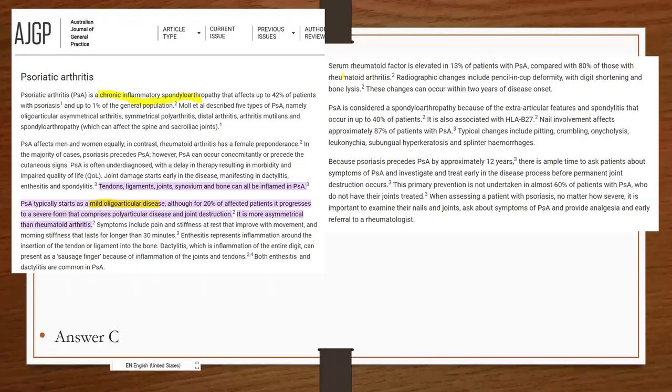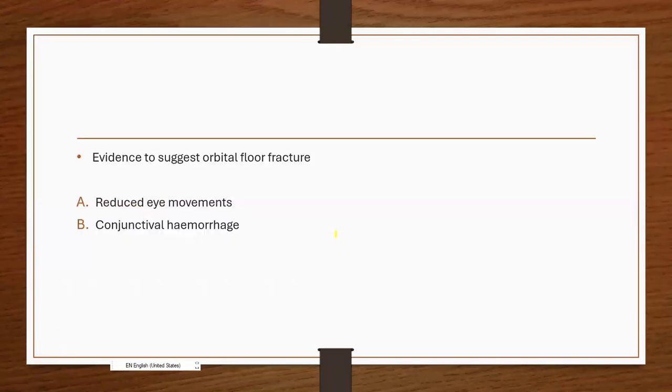Then investigation wise, the rheumatoid factor is again elevated. In radiography, you will get this pencil-in-cup deformity, etc. All right, so nothing much important is here. Just remember this about psoriasis. Psoriasis can be tested in multiple ways. You could be given the psoriatic rash and asked the diagnosis, or asked about psoriasis-associated comorbidities.